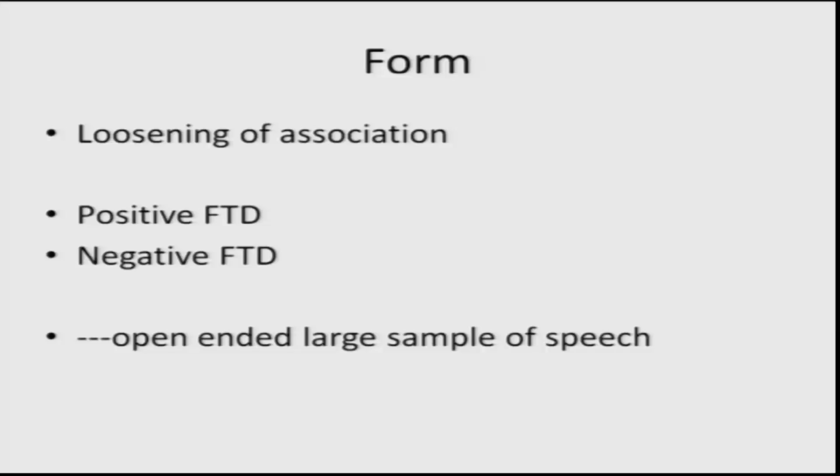But there may be a disturbance in the form, that my one thought may not be linked to the other. Some of them may be linked, some of them may not be linked. I may be talking about something and then suddenly I move on to something else. That is called loosening of association. In extreme cases, it can be what you call a formal thought disorder, which is a hallmark of schizophrenia.